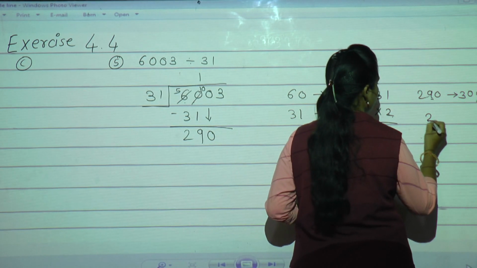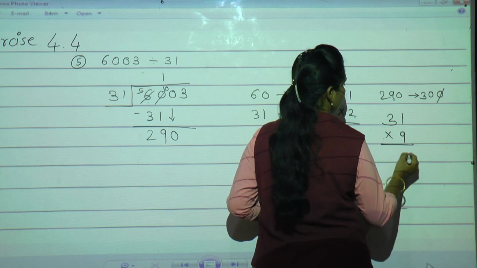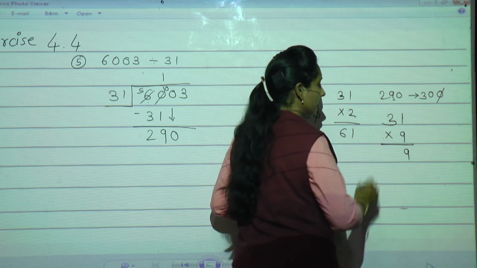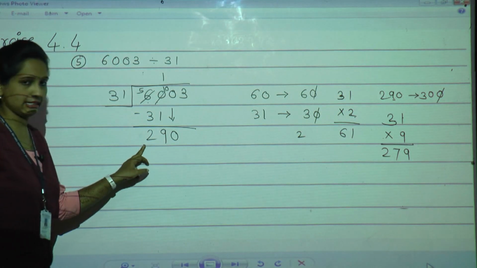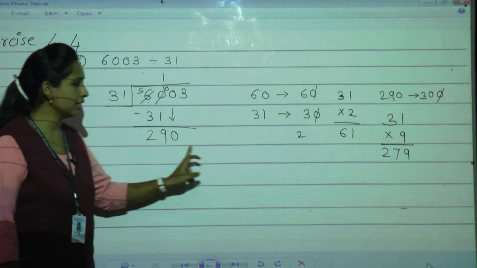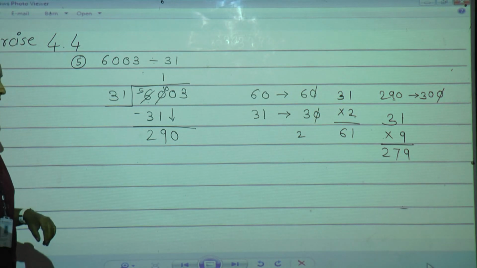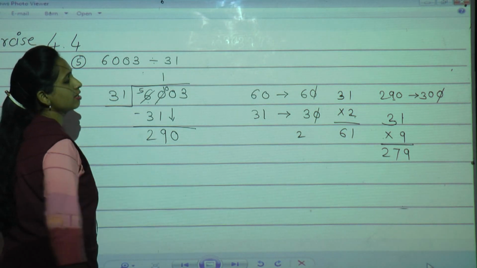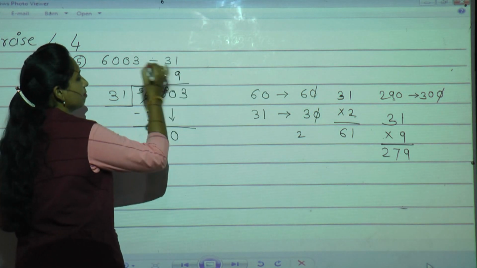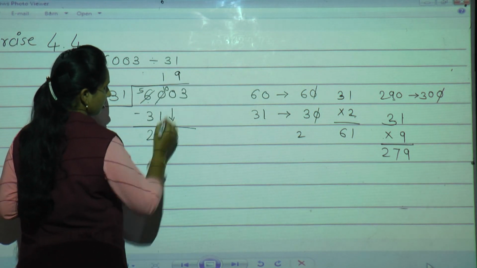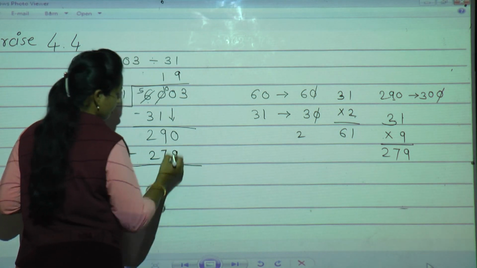31 multiplied by 9. 9 ones are 9, 9 threes are 27. See, we will check. Yes, 290 will go from 279, isn't it? So how many times 31? 9 times. 9 times 31 is 279.